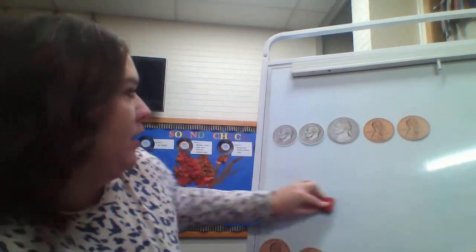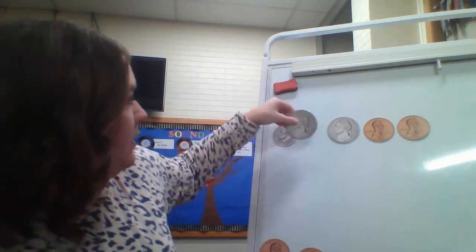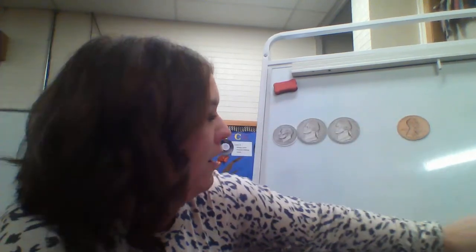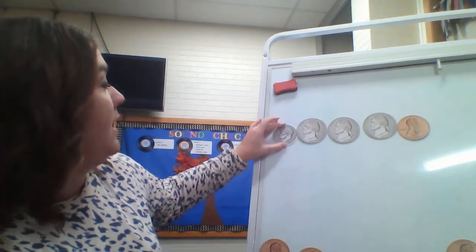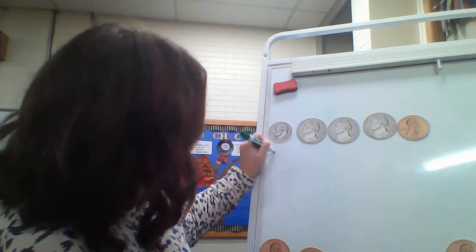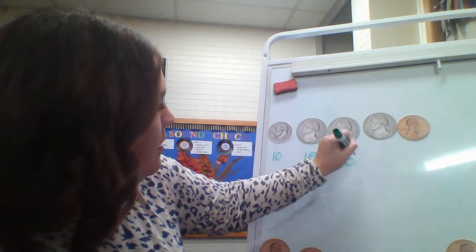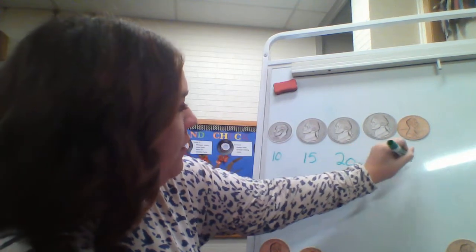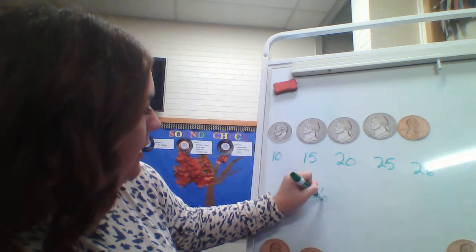So I'm going to give another example. If I had, let's take this one out. Let's put this guy here, and let's put this guy out. Take this guy here. Okay. So if I were to count this one, I would count 10, 15, 20, 25, 26. Okay, so my answer would be 26 cents.